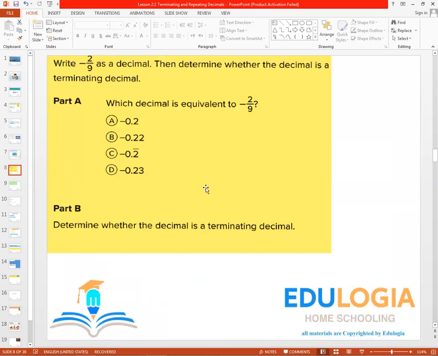I think we solved this yesterday, maybe. Is it new for you? No, I didn't think we solved it. Okay, can you solve it now? Please read it first. Okay. Write negative 2/9 as a decimal. Then determine whether the decimal is a terminating decimal. Okay. Part A. Okay, wait. Okay, waiting for you.